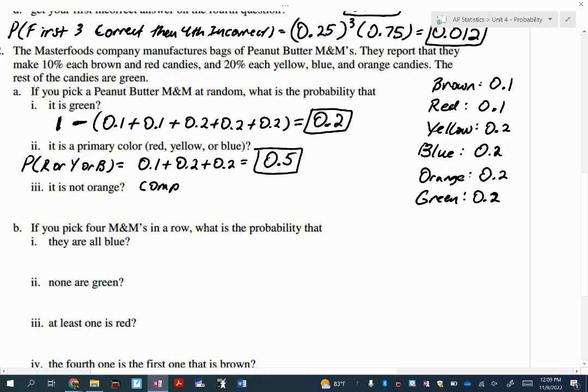Let me try to get my E's right there. Complement. So not orange, the way you would do this is you write O for orange, and if you put a little C up there, it means the complement of orange, or not orange. So 1 minus 0.2, because that's orange, would give us the complement, which is 0.8.